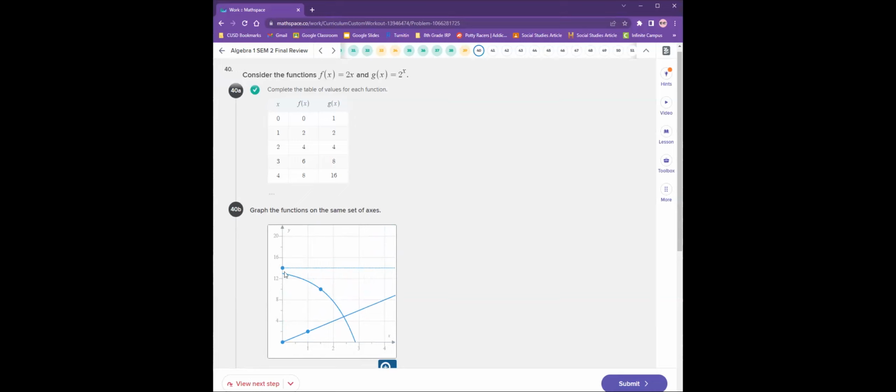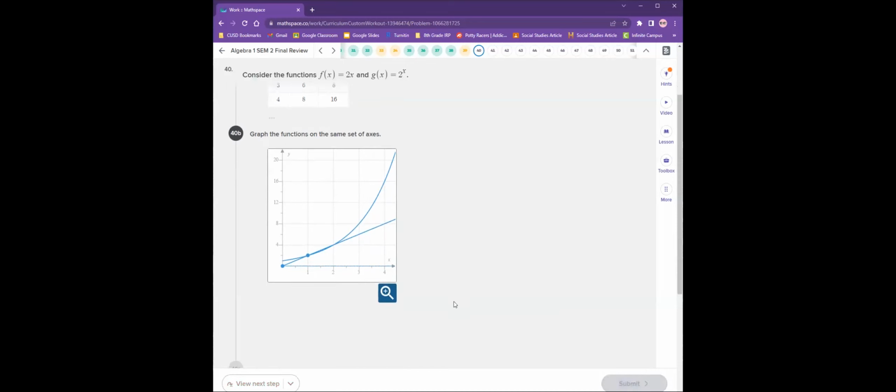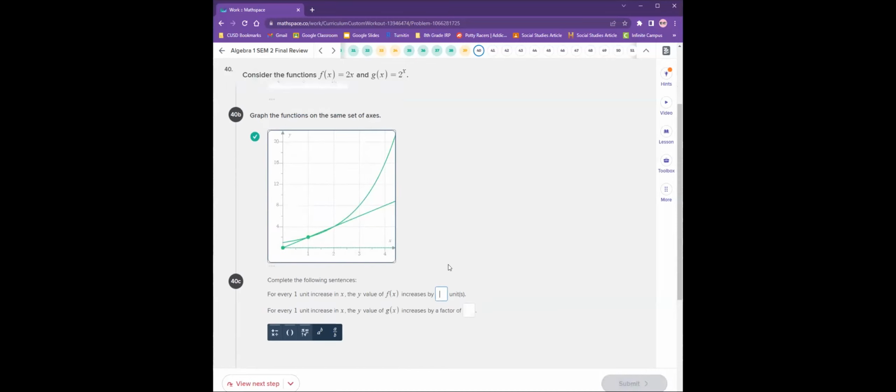Okay, so then this one needs to be 0, and then this one needs to be 2 or 1, 2, but that's the way it would grow, because then at 3 it's 8, and then at 4 it's 16. Okay. Right. Looks good. So they'll probably next ask you where they intersect.